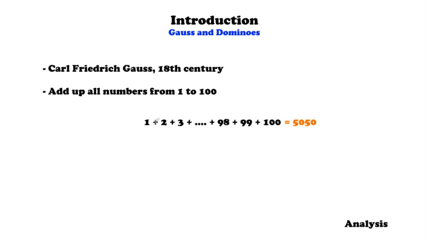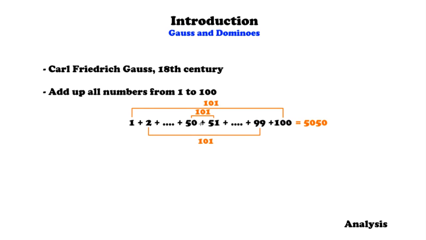Because if you add up the first element and the last element, you get 101. If you do the same using 2 and 99, you'll again get 101. And if you continue doing this until 50 and 51, if you add these two up, you again get 101. So the computation becomes actually quite easy. This is equivalent to saying that it's equal to 50 times 101, which is of course 5050. So Gauss was really time efficient there.